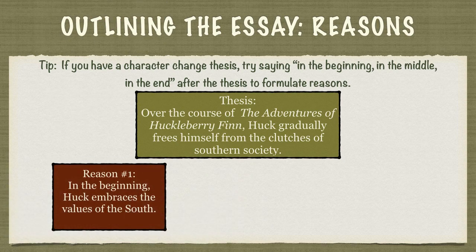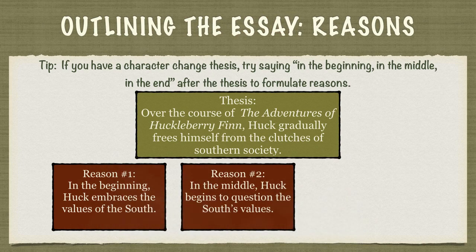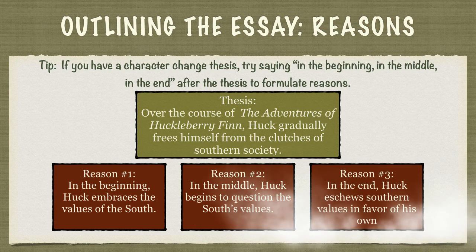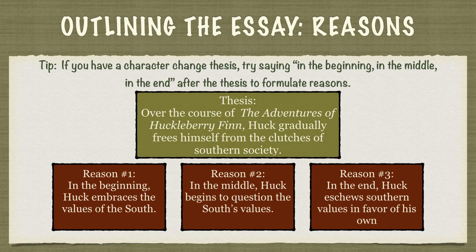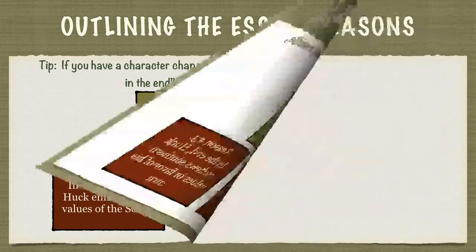Reason 1, in the beginning, Huck embraces the values of the South. Reason 2, in the middle, Huck begins to question the South's values. And reason 3, in the end, Huck eschews Southern values in favor of his own. You can look that word up if you want, but you could probably use context clues to figure out what it means. But you don't have to do that right now. Let me show you one final tip.